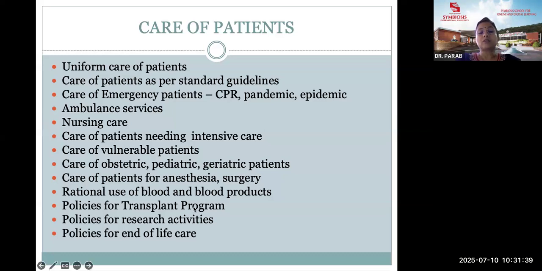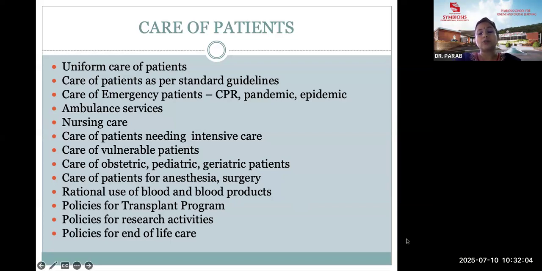There is a separate standard that talks about use of blood and blood products. Okay, so rational use of blood and blood products. I think you're aware that these days we don't use whole blood as often as we used to use it before. These days we've moved on to blood products. So we use more of PCVs and FFPs and all of that.